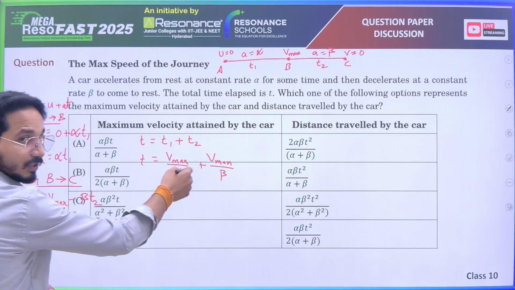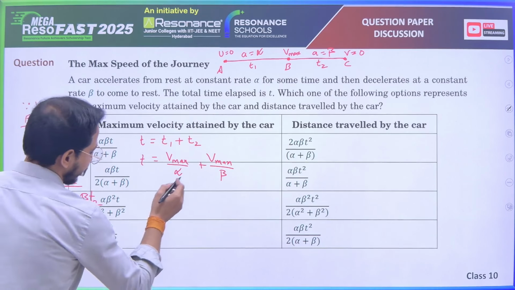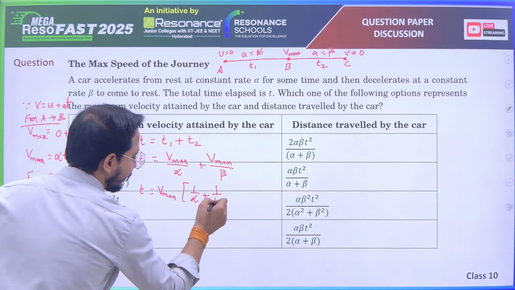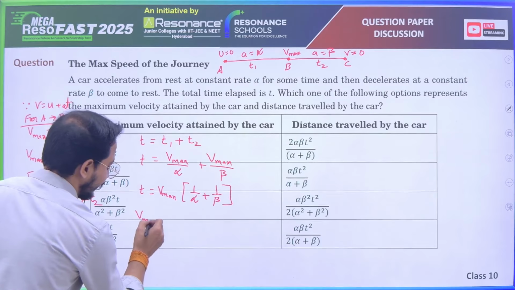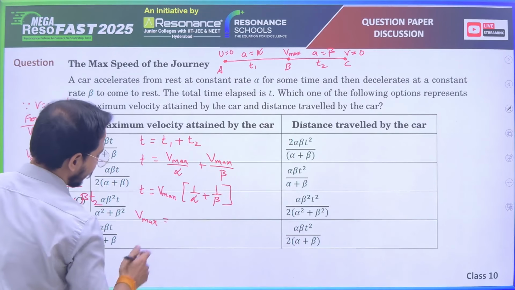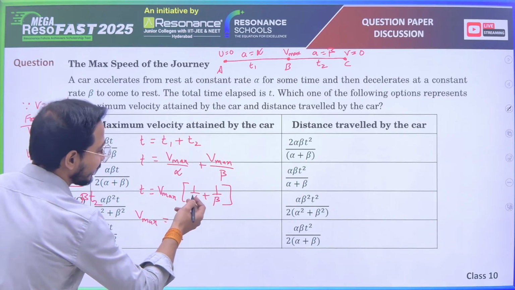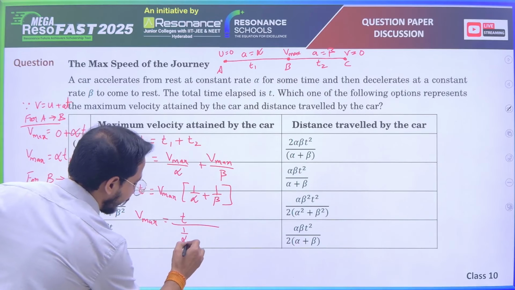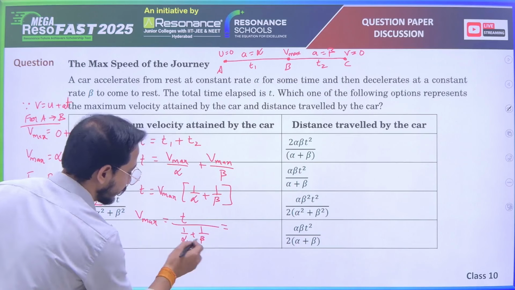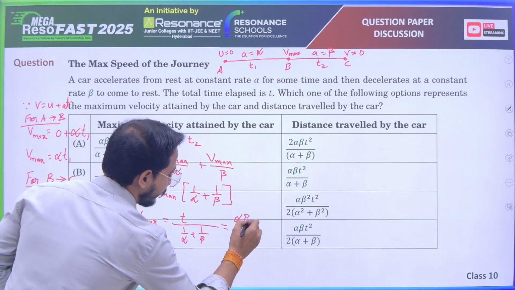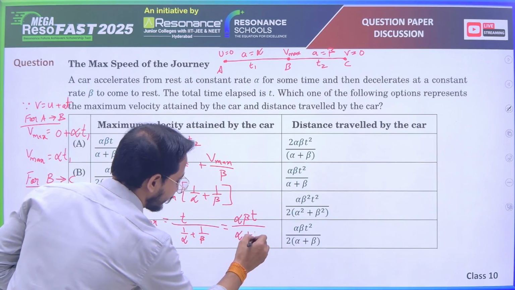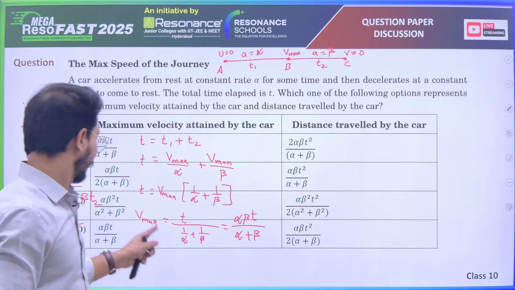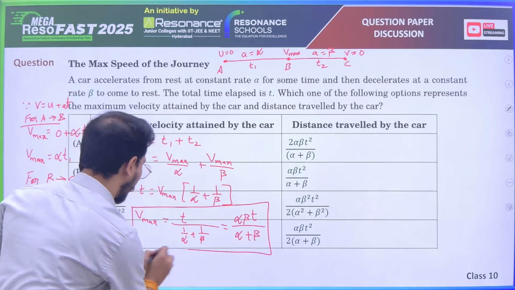And from this equation, if we calculate Vmax, we can write T is equal to Vmax in bracket 1 by alpha plus 1 by beta. Further, this Vmax can be rewritten as T upon 1 by alpha plus 1 by beta, which is equal to alpha into beta into time upon alpha plus beta, right? Clear? So this is the value of Vmax. We got the value of Vmax.